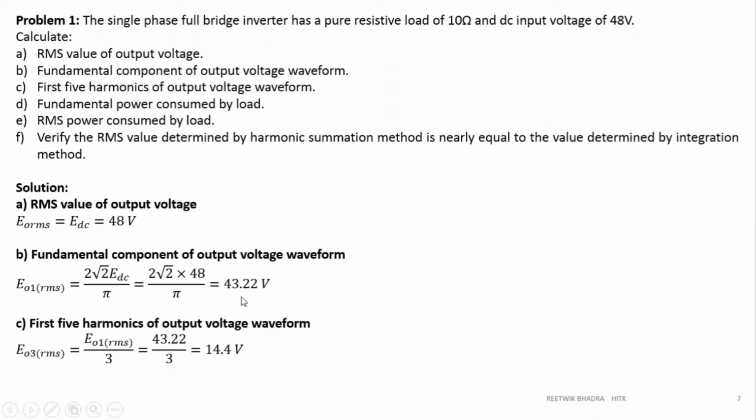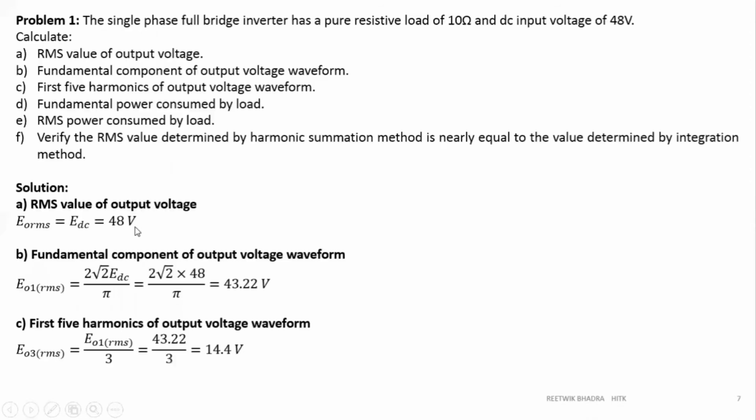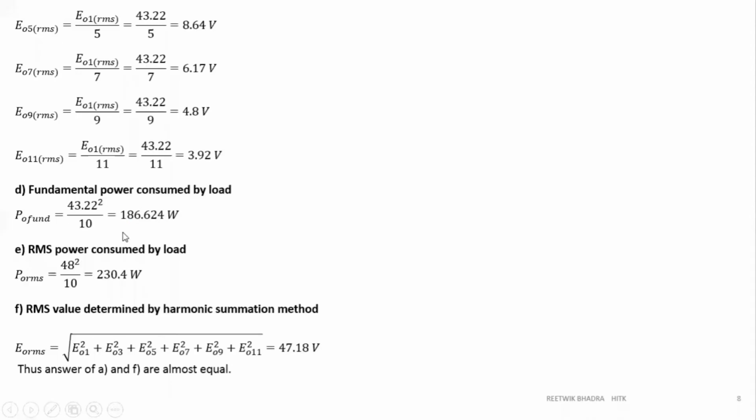So 43.22 square divided by the load resistance, given as 10. So 43.22 square divided by 10 gives 186.624. Next, the RMS power consumed by the load. That means we have to take the RMS voltage, which is 48 volts. So 48 square divided by 10.